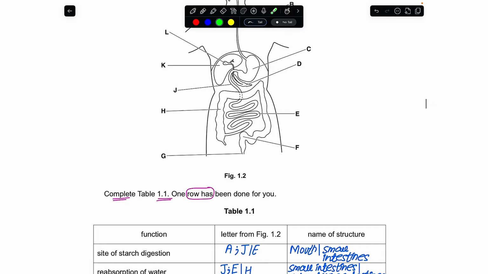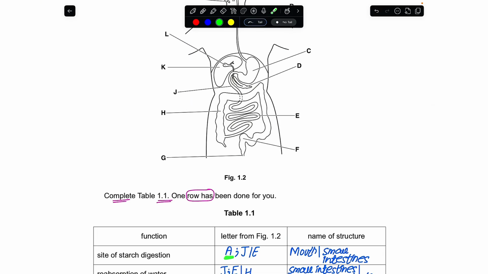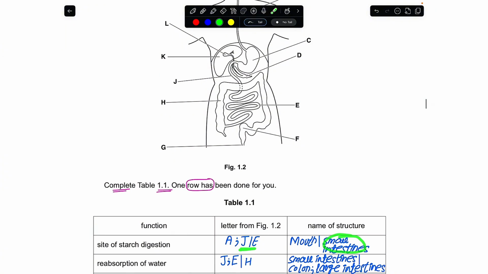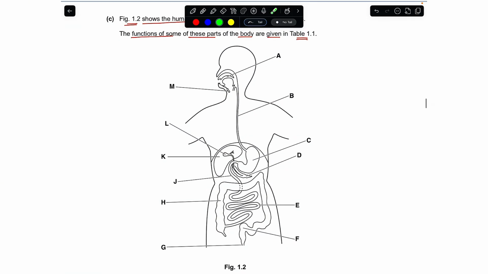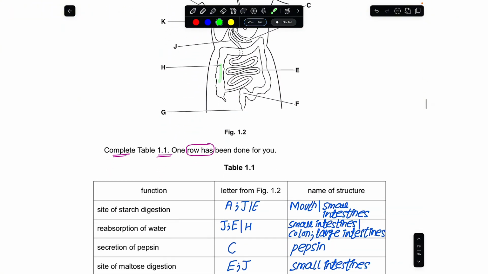If I am writing in context of A, I would name the structure as mouth. If I am writing letter J and E, I would say small intestines. Then this is reabsorption of the water. As far as reabsorption of water is concerned, not only the large intestine but the small intestines would also be absorbing the water. So either you write H or you write E. If you write H, you would say this is large intestine. If you write E, you would say this is the small intestines.